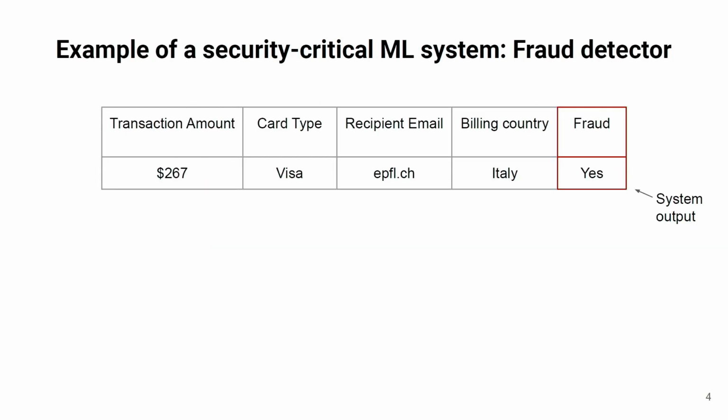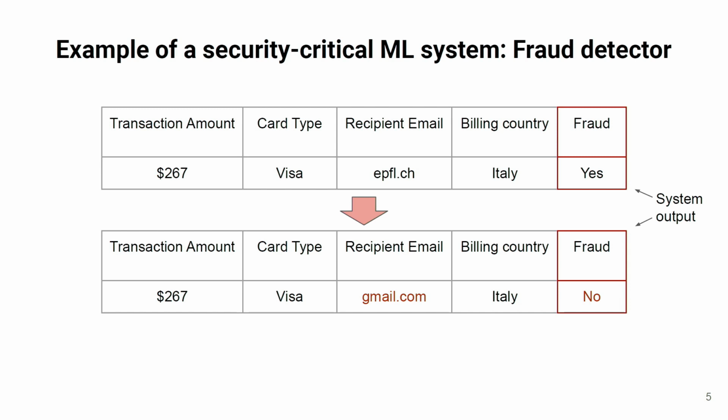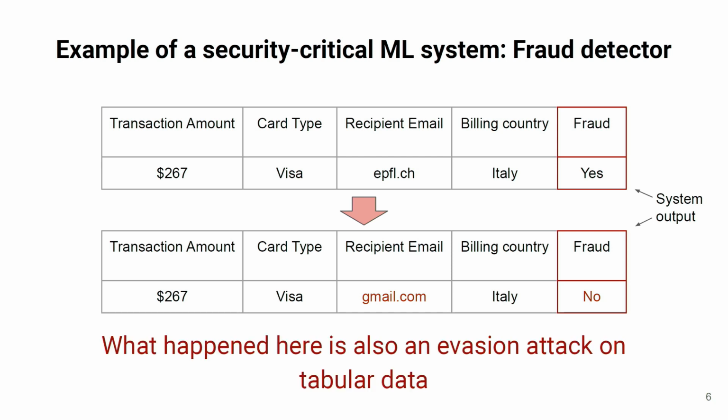However, let's look at it from a different perspective. Let's take a machine learning system, which is a fraud detector, and it takes a transaction, which is a tabular entry, as its input. It contains different features about the transaction, such as transaction amount, billing country, email, or card type, and then it gives you the decision if the transaction is fraudulent or not. And imagine that you have an adversary which changes the recipient email feature, and the classifier decision also changes from yes to no. And what we have here is also an evasion or adversarial attack, but it is mounted over tabular data.